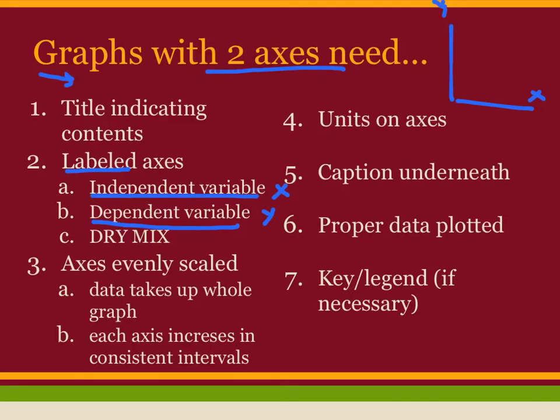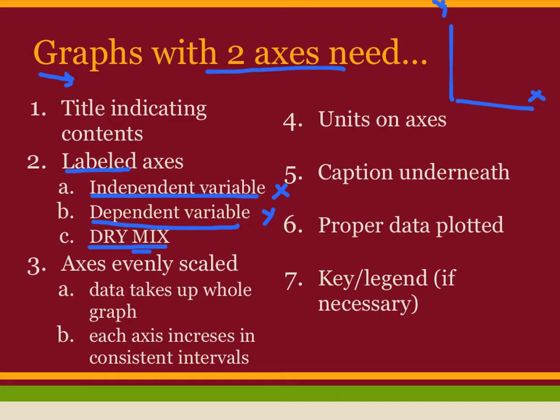The best way to think about it is the acronym DRY MIX. D is dependent, R is the responding variable, and Y is the y-axis. M is the manipulated variable, or I is the independent variable. So that is saying the same thing. The manipulated variable is the independent variable. And the X suggests it goes on the x-axis.